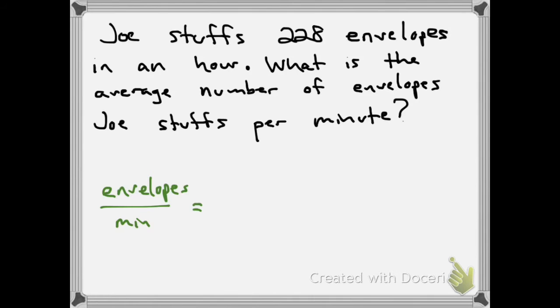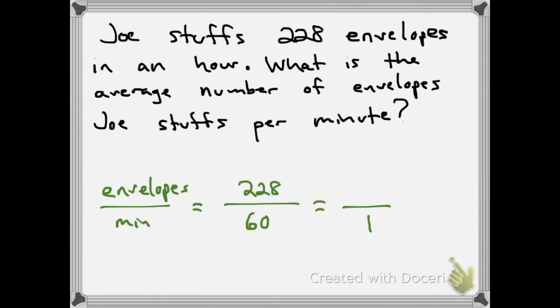This is where you have to be careful. We know he's doing 228 envelopes, but this is saying that's in an hour. So we're not going to divide by 1. We don't want to do that because I don't know anyone that can stuff 228 envelopes in a minute. That's pretty quick. So what we will use is 60, because we know that there are 60 minutes in an hour.